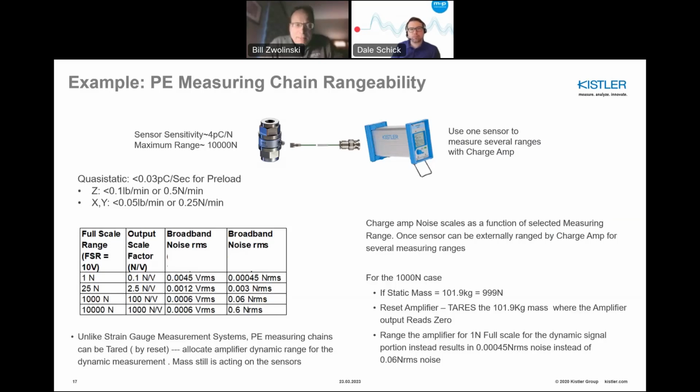So just to illustrate the point I made about rangeability of the measuring chain with an external charge amp, I wanted to show here you have a 10 kilonewton sensor and you're ranging it down to 1 Newton, for example. And you can see the broadband noise, which would be like 1 to 10 kilohertz, actually reduces with ranging the sensor down. This is quite powerful because the noise voltage of the amplifier is just allocated to a different measuring range. So it's a powerful way to get high resolution even at the lower ranges using one sensor.